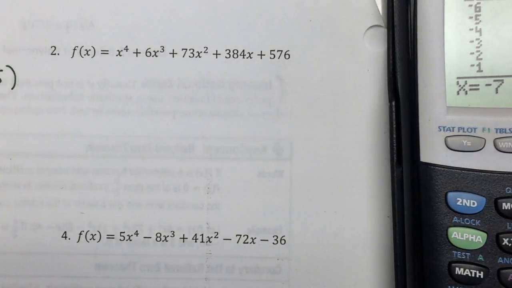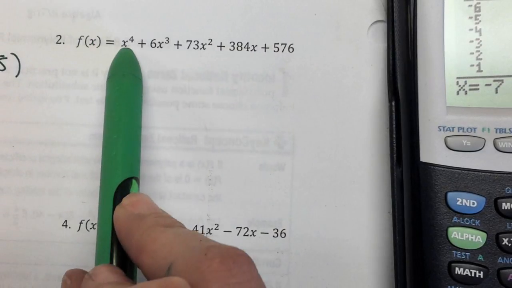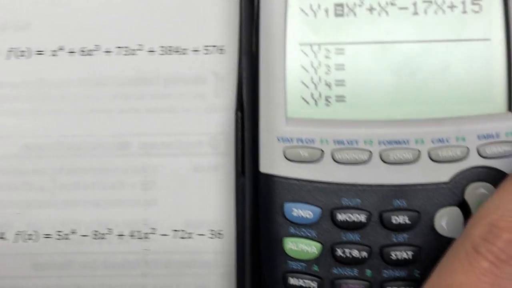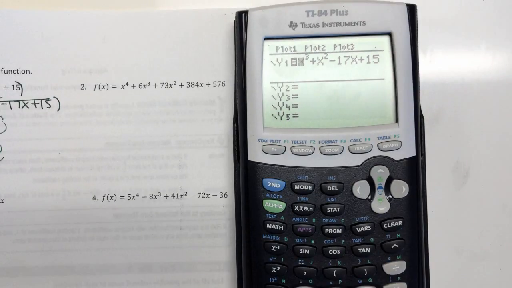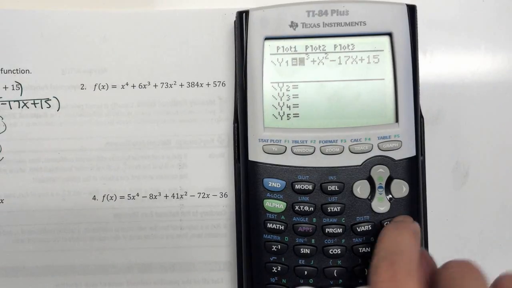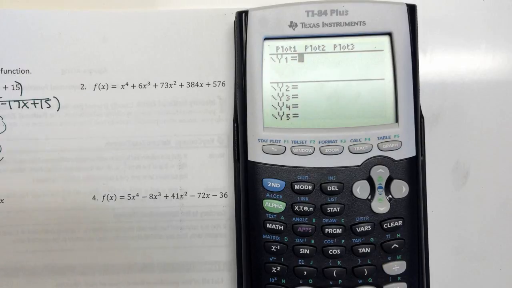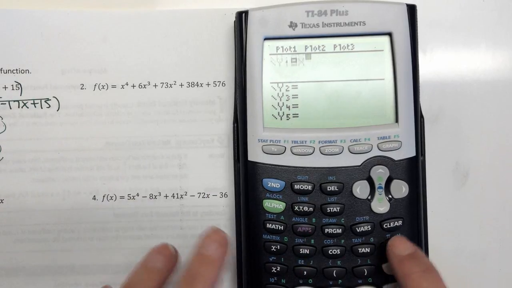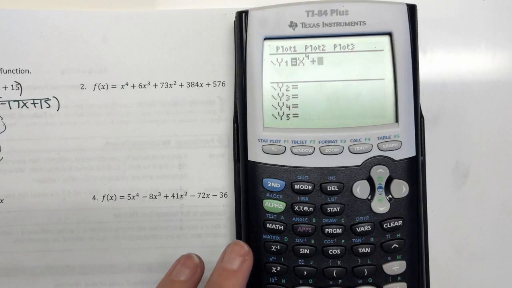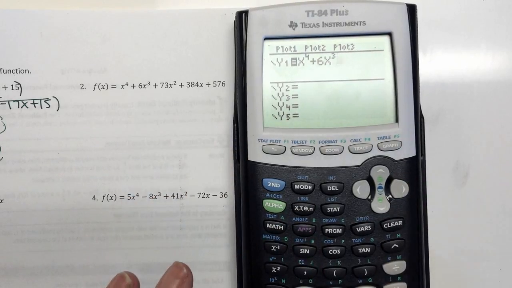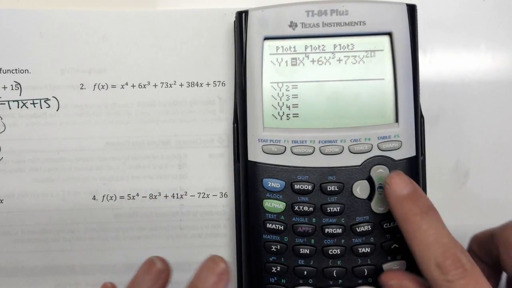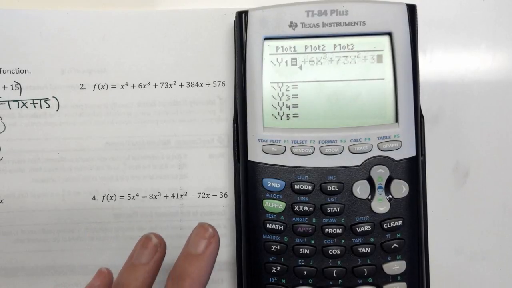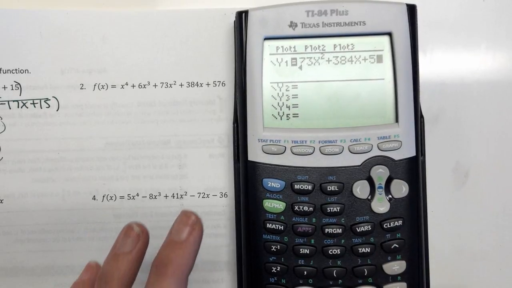Alright, first of all, how many zeros will there be? 4. Okay, there'll be 4 because that's the degree. Go to Y equals again. I'll walk you through it again. And if you're not trying this, just remember on Thursday I'm not going to help you with this calculator. I want you to do it on your own, okay? Clear it. This is the clear button. Go ahead and type in this function, x raised to the 4th plus 6x cubed plus 73x squared plus 384x plus 576.